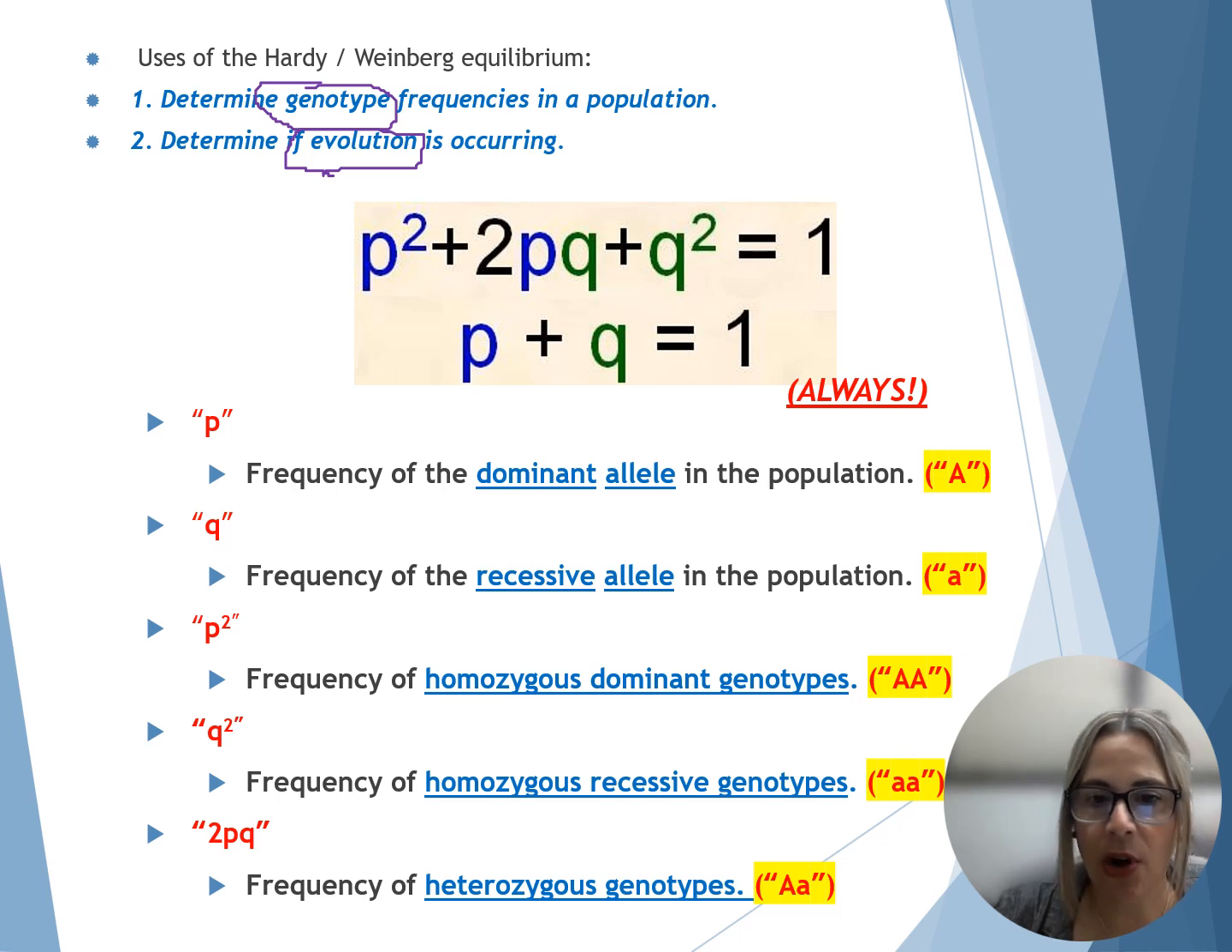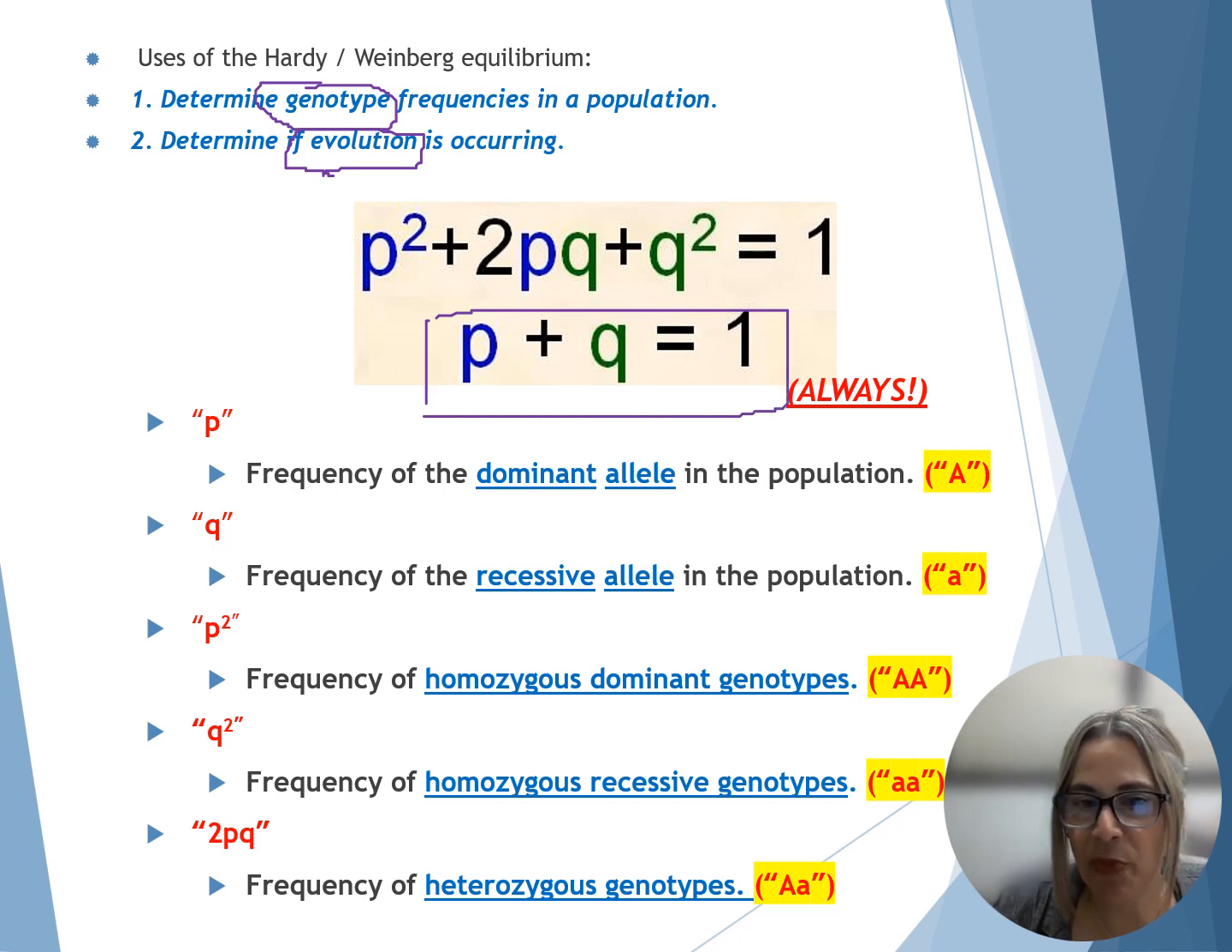Okay, so here's our equation for Hardy-Weinberg equilibrium. p squared plus 2pq plus q squared is equal to 1. And then p plus q is always equal to 1. And that piece is a really important one to remember. So no matter what your value of p is, your value of q when added to that has to be 1, and vice versa. No matter what your value for q is, your value of p when added to that has to be equal to 1.